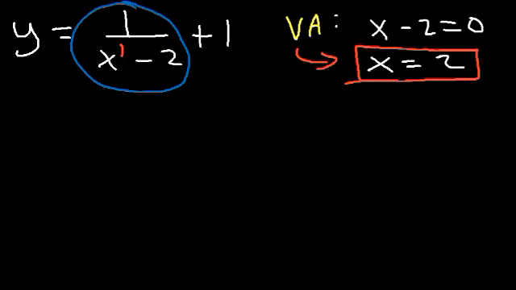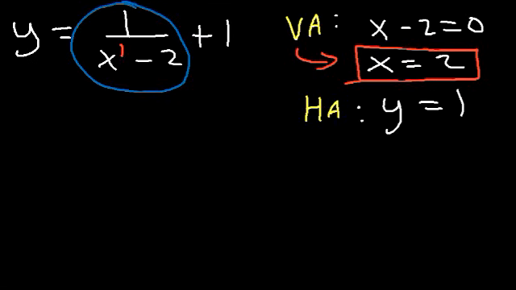So if we didn't have the 1, the horizontal asymptote would be y is equal to 0. But since we add 1 to the function, it's going to be 0 plus 1. So therefore, the horizontal asymptote is y is equal to 1.